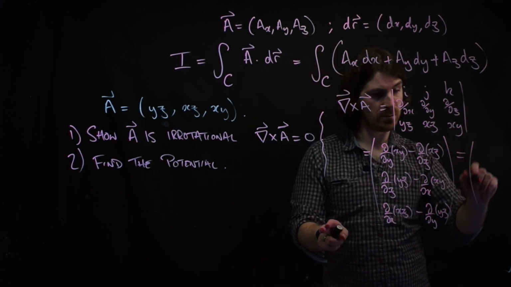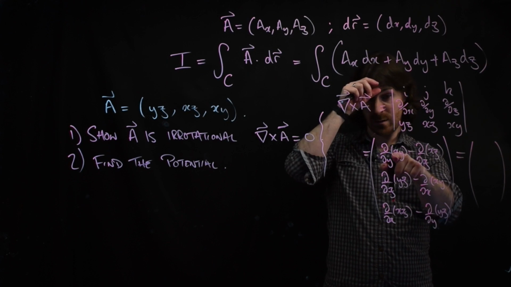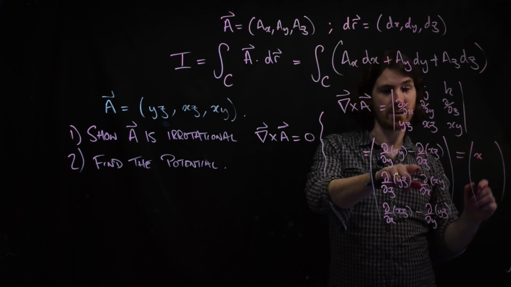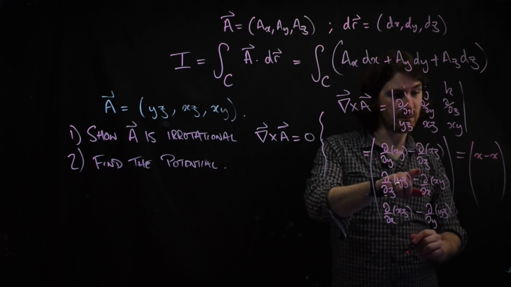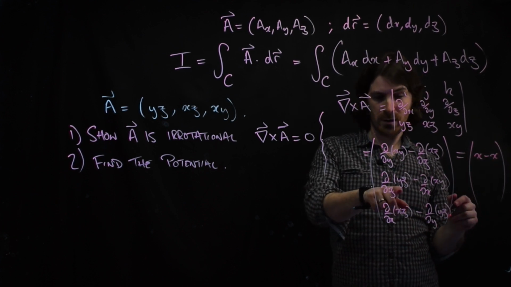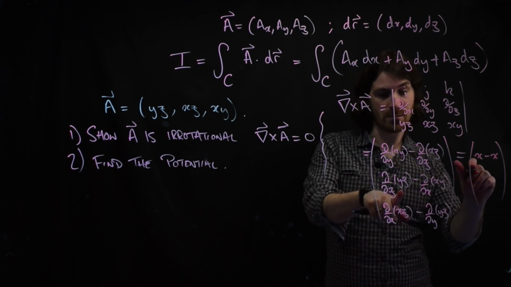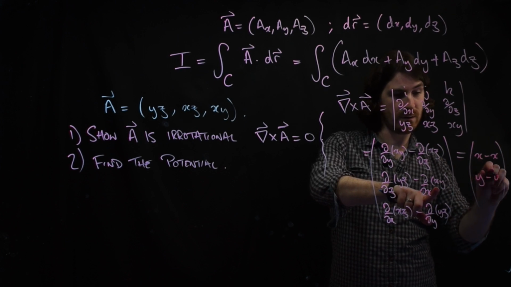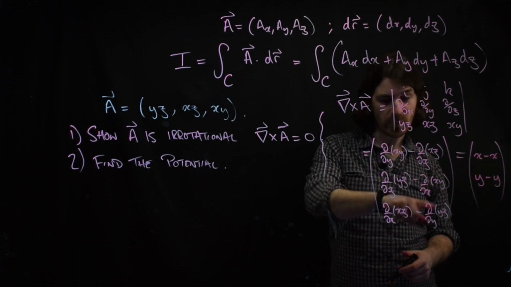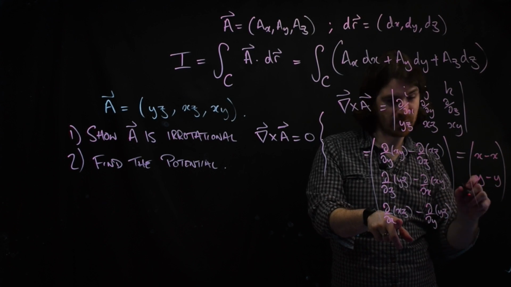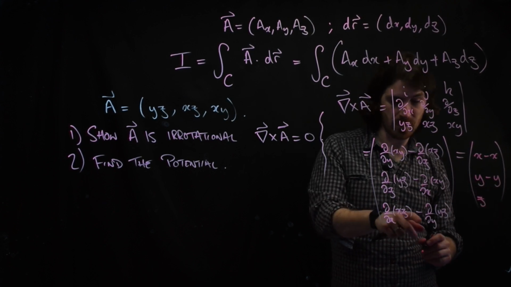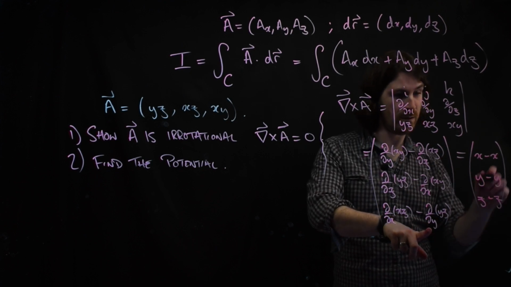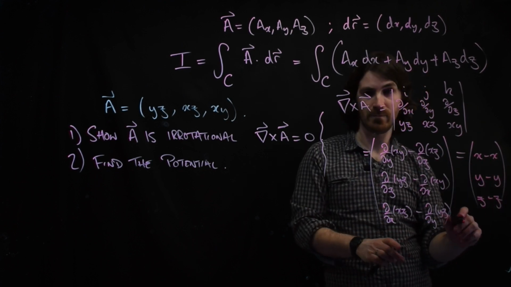So our vector has three components. D by dy of xy is just x. D by dz of xz is just x. So we've got x minus x. That's the first component. D by dz of yz is just y, minus d by dx of xy, so that's minus y. And then finally we've got d by dx of xz, which is z, minus d by dy of yz, which is minus z. So this is 0.